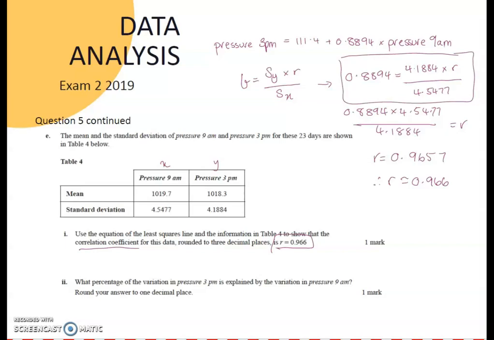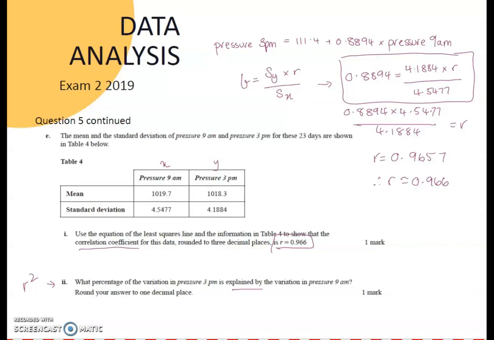Now, they've given you that r value for a reason, because you now need to use it in your working for part 2. So in part 2, what percentage of the variation in pressure at 3 p.m. is explained by the variation in pressure at 9 a.m.? Here, you're expected to know this sentence relates to your coefficient of determination, or your r squared value. Okay, so they're expecting you to know that from the sentence, that's your general sentence that you would write if you had to interpret that value.